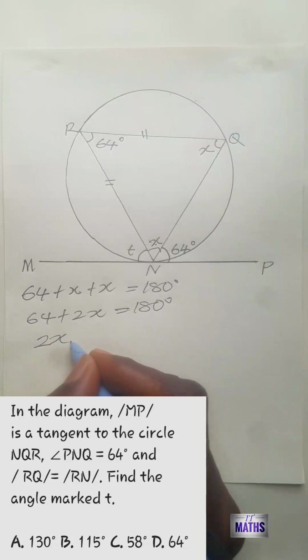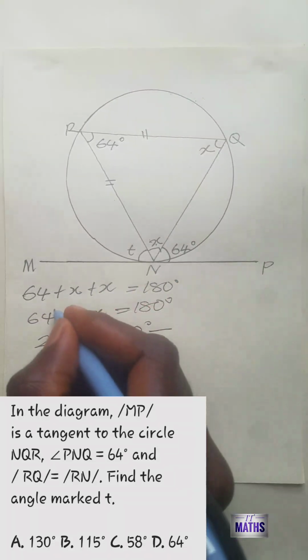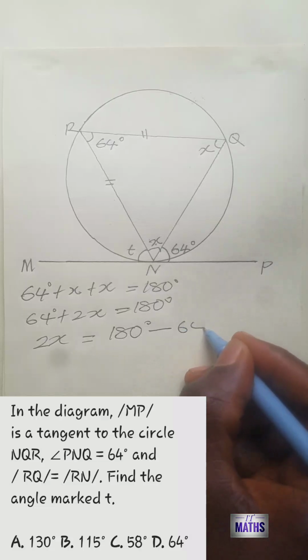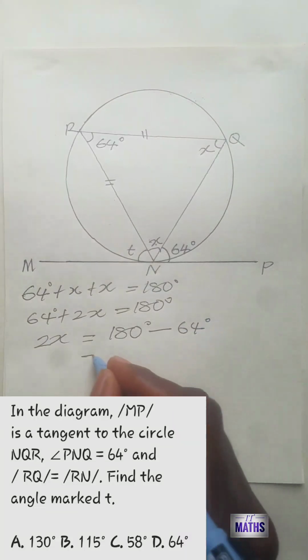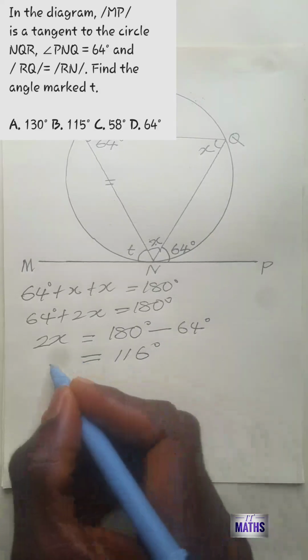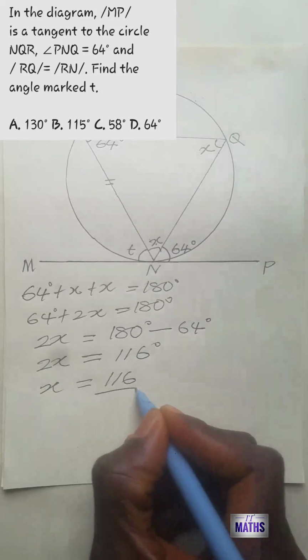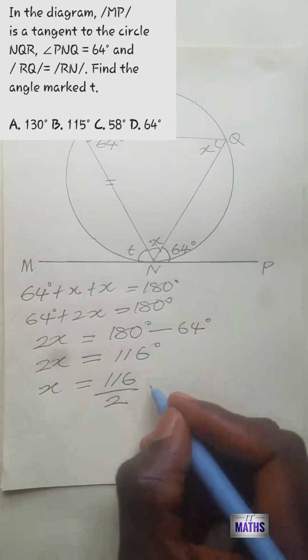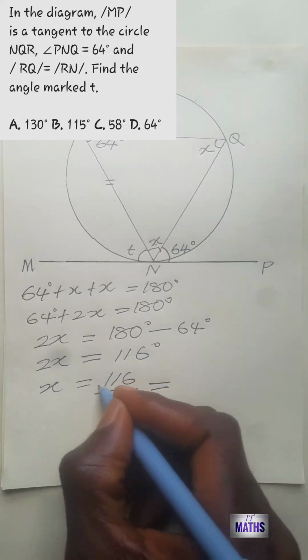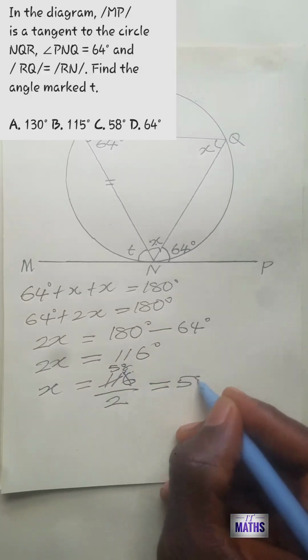Now 2x is equal to 180 degrees, and this guy has to come over here and become minus 64. What's the answer to this? This is 116 degrees. So 2x is 116. x will be what? 116 divided by 2. 2 goes into 11 five times. Then 2 into 16 is 8. So it's 58 degrees.